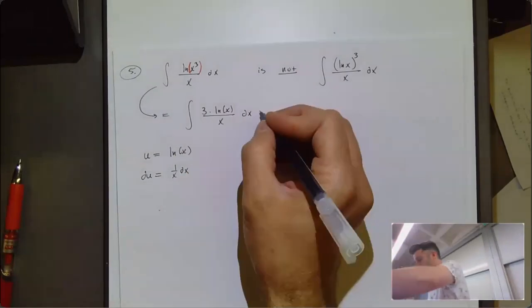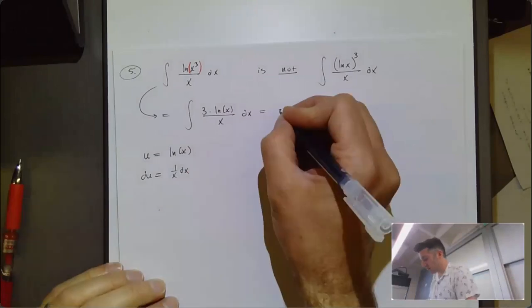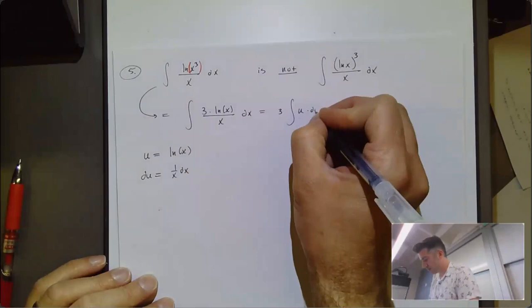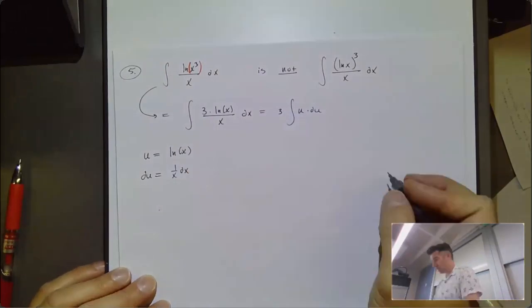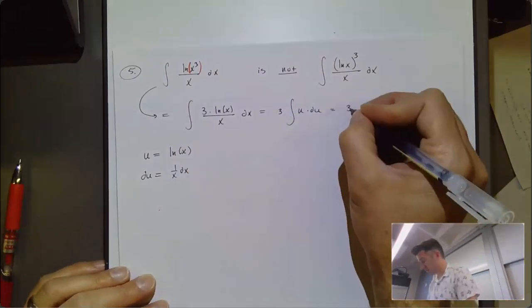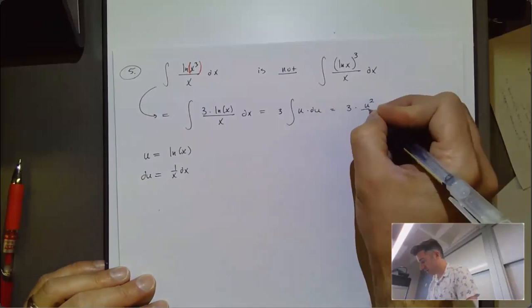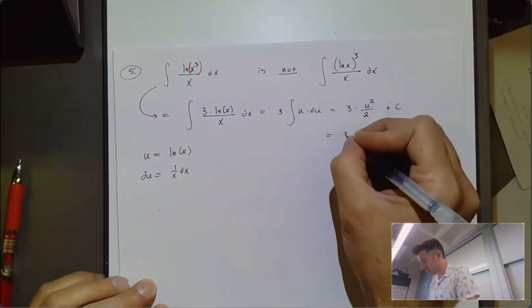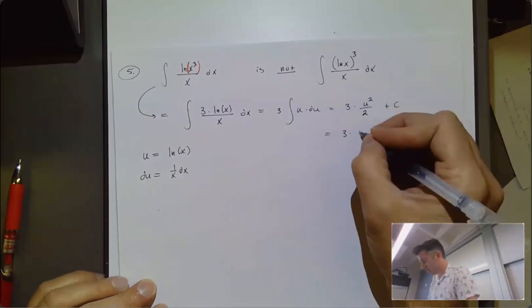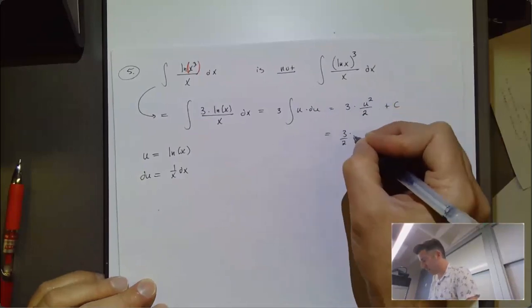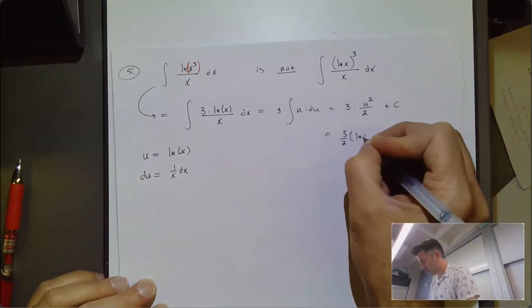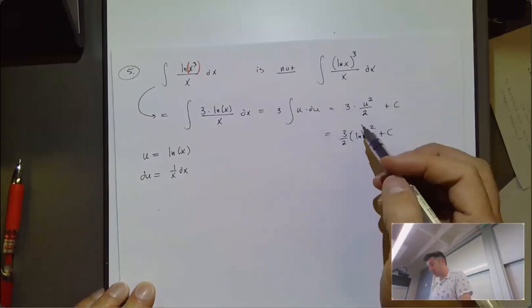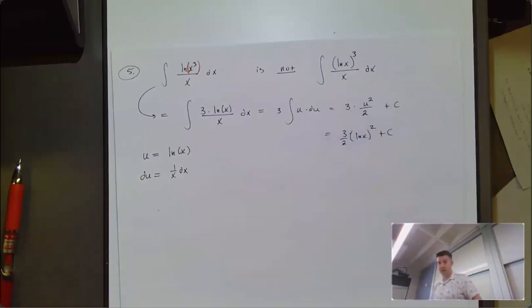So we're going to rewrite this as 3 times the integral of u du. And we're going to integrate, and we're going to get 3 times u squared over 2 plus c. And then we're going to plug back in and get, I should really write it as 3 halves times the natural log of x quantity squared. Do be careful for our answer, right? The natural log of x in parentheses has to be entirely squared.